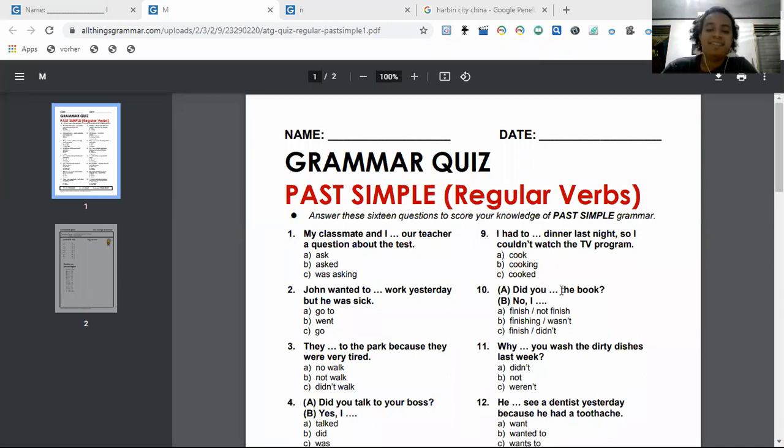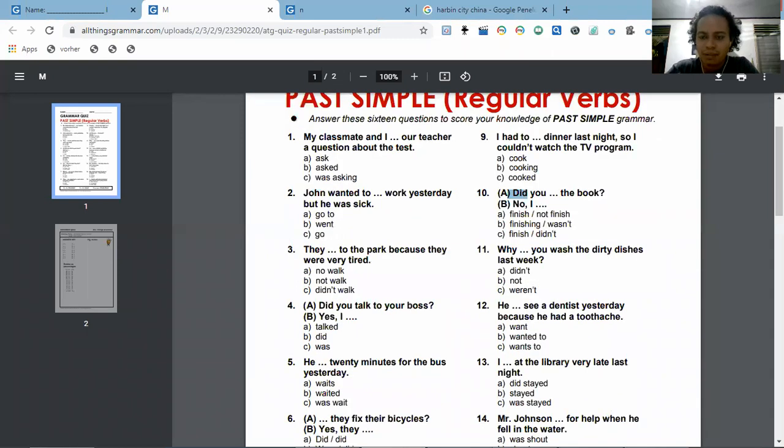Because it is an interrogative sentence. Yes, good, because it's an interrogative sentence and because we also have did, right? Did is already a past tense form, so we just have one past tense form. That's why we changed it again to verb one. Okay, good.